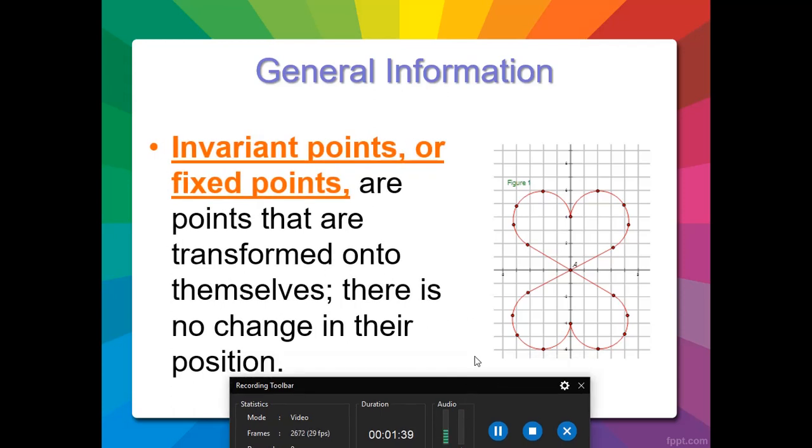When you transform any point, line, or figure, it may appear that some points don't move. We call these invariant points or fixed points. They are undergoing the same transformation, but their pre-image and image location just happens to be in the same spot.